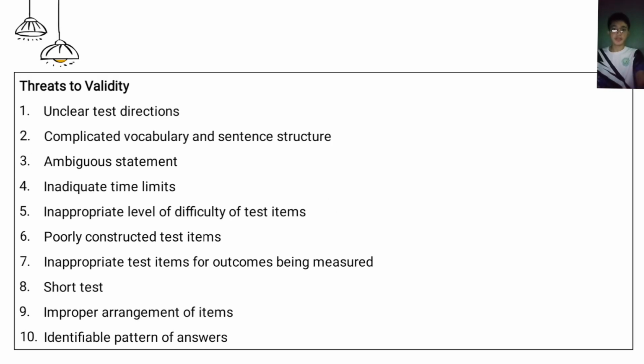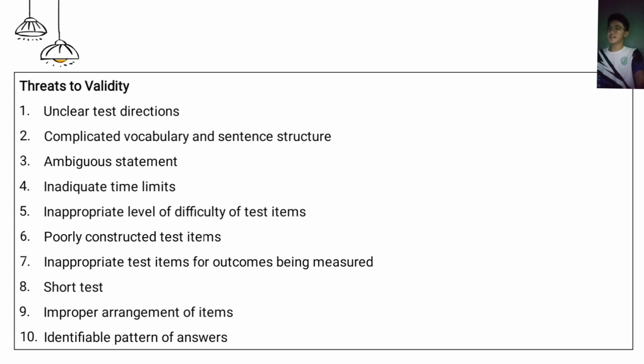Now let us move on to the threats to validity. In the book, there are 10 factors that affect the validity of assessment results. These are defects in the construction of assessment tasks that would render assessment inferences inaccurate. The first four factors apply to traditional tests and performance assessment. The remaining factors concern brief constructed response and selected response items.